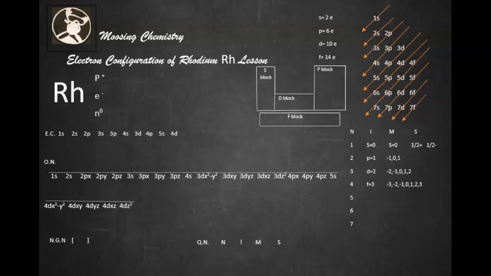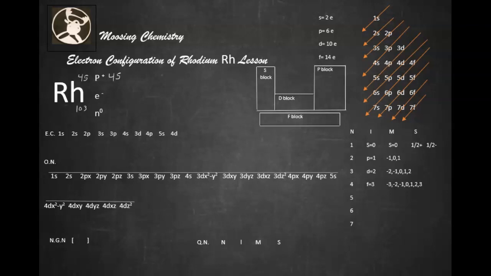This is the electron configuration of Rhodium, Rh. Well, Rhodium happens to be element number 45. All right, so we're going to put a 45 right up here. And its atomic mass unit is going to be 103. AMU is 103. So we're going to have 45 protons.